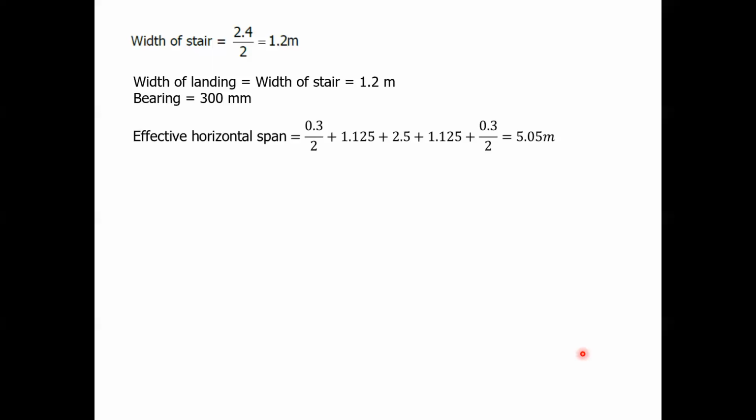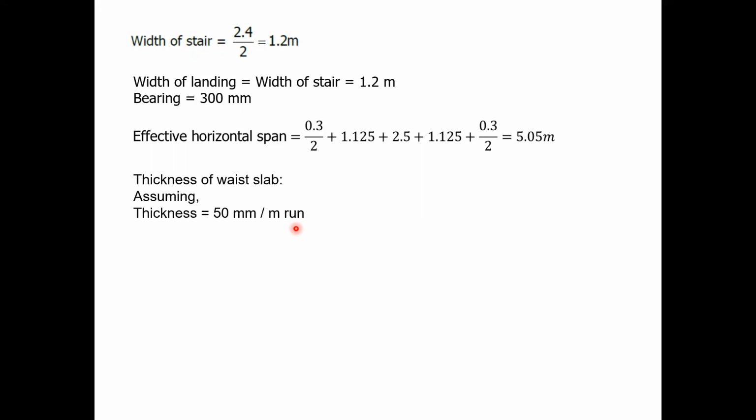Okay, any doubt in this calculation? Is it clear? Yes, sir. Okay, next take down thickness of waste slab. So here assume the thickness is equal to 50 mm per meter run.